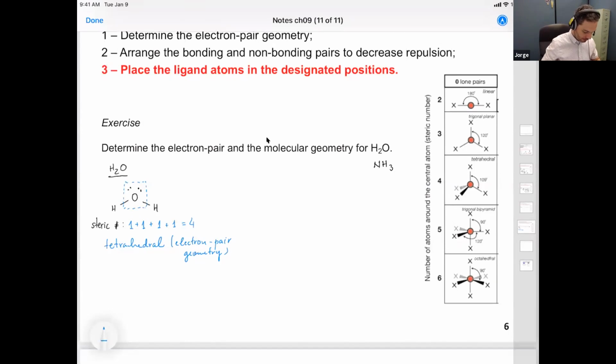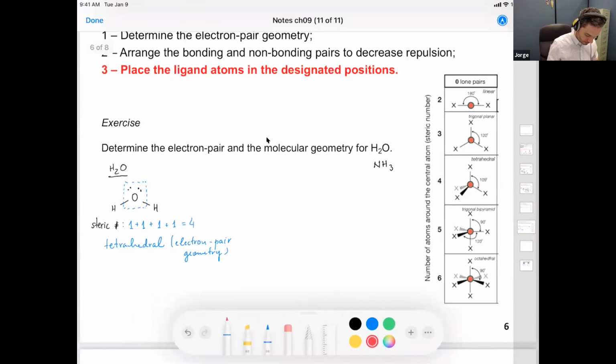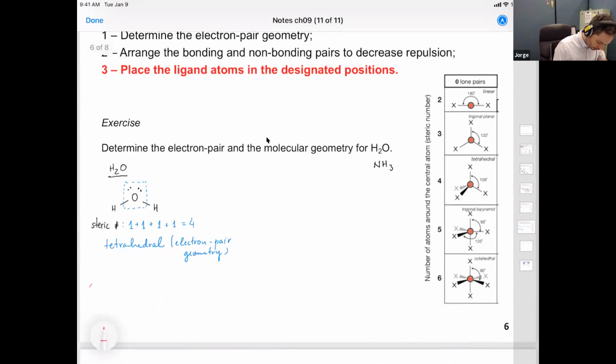So therefore, the molecular geometry for the water molecule, let me use here the same name that's being used in the table, and there it says angular.